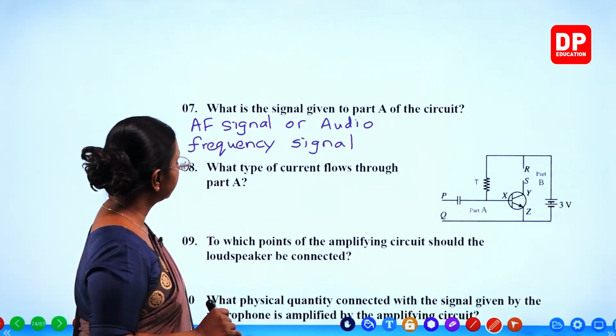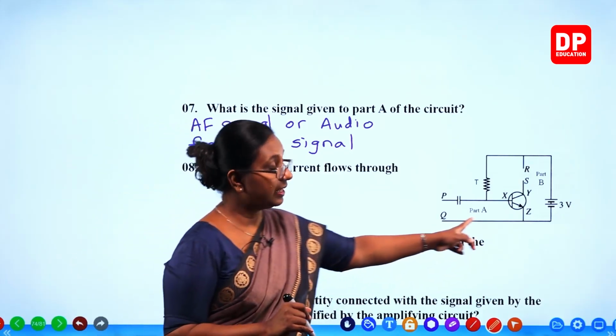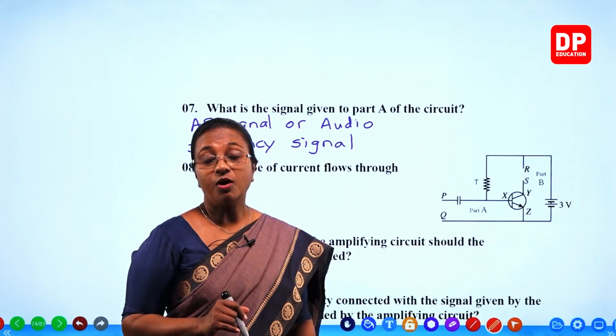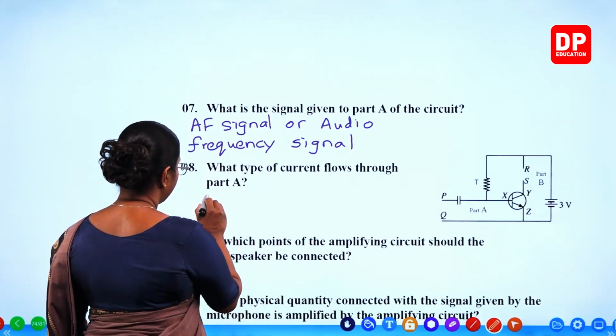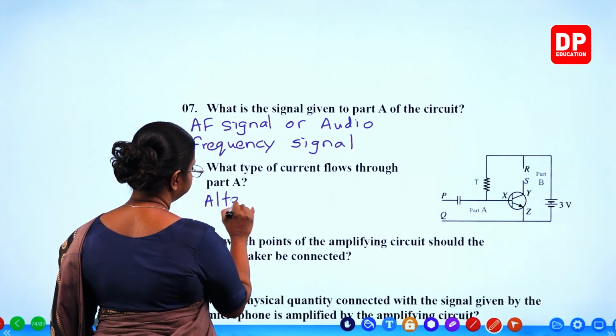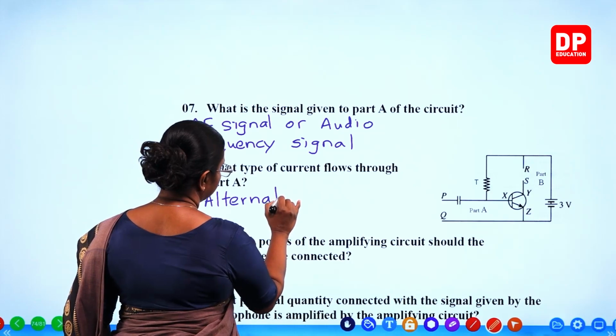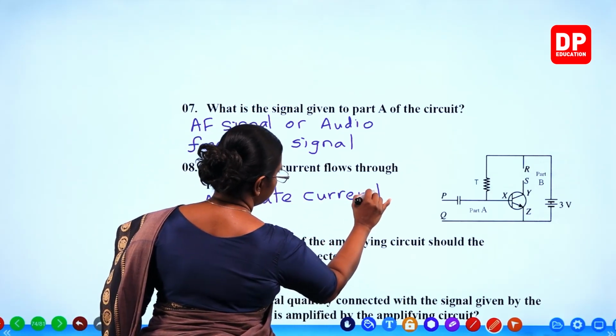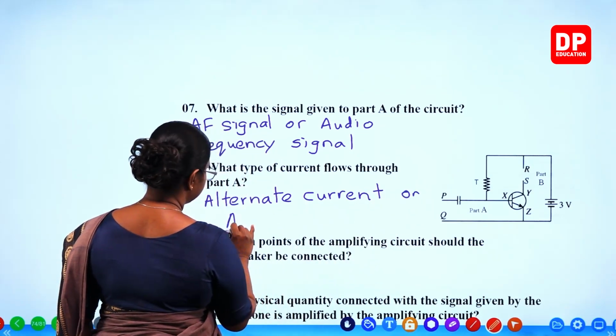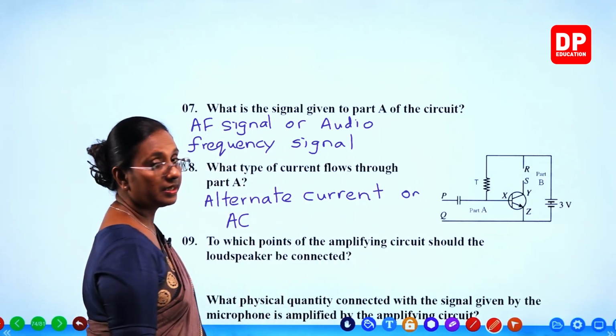What type of current flows through part A? Part A, it should be alternate current. That is why we use the capacitor there. Alternate current, or you can just write it as AC.